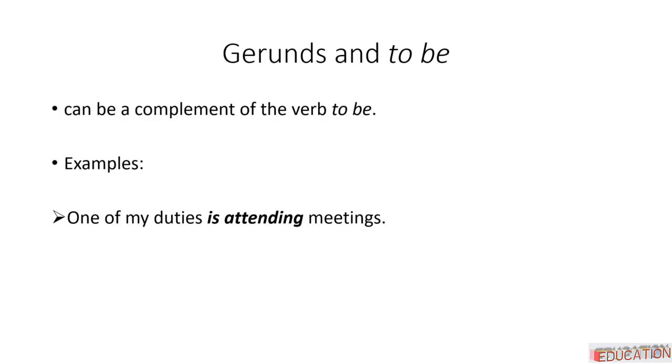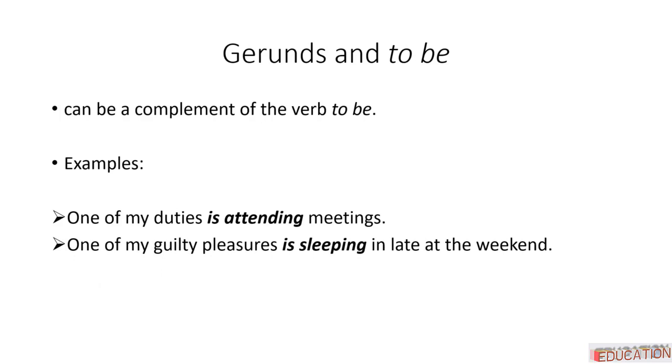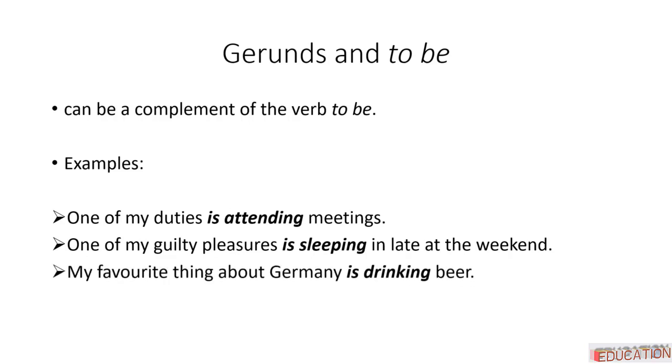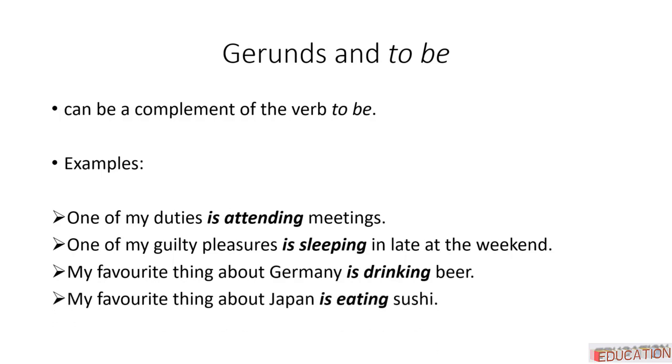One of my duties is attending meetings. One of my guilty pleasures is sleeping in late at the weekend. My favourite thing about Germany is drinking beer. My favourite thing about Japan is eating sushi. And in all of these examples, the "is," or the conjugated "to be," in this case "is," and the gerund are shown in bold italic to make them clear.